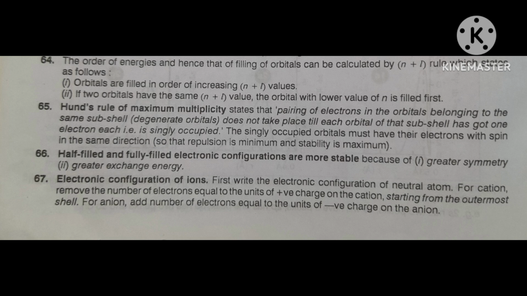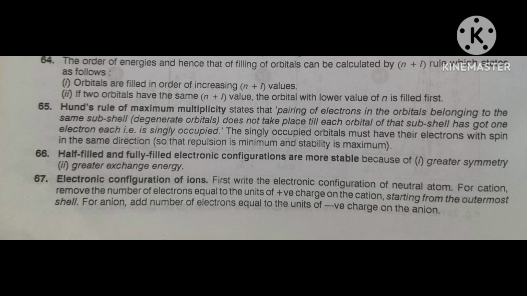First clockwise up, and then down it will go, then it will go to anti-clockwise. Okay, the singly occupied orbital must have their electrons with a spin in the same direction, so that repulsion is minimum. Why are they going to opposite? If both electrons go in the same direction, then there will be repulsion. Then to reduce the repulsion, they go in opposite direction.